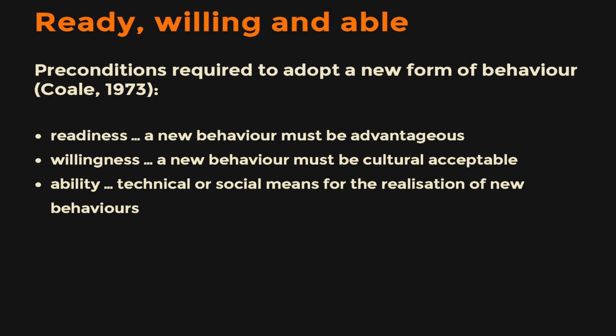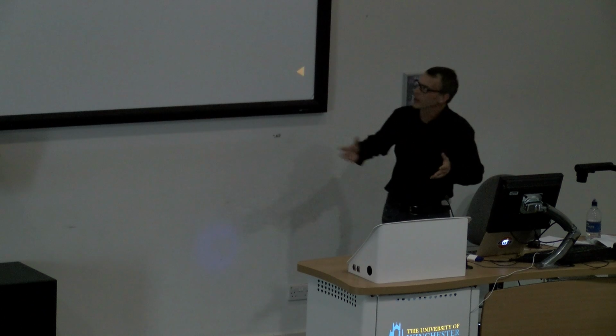To sum up my rather theoretical part, I will use a concept from social scientists to make clear what is actually needed for scientists to engage with the public. Here are some preconditions required to adopt a new form of behavior. It's not enough to have the ability to communicate data to the public. You must also be ready and willing to do so. Readiness means a new behavior must be advantageous. Willingness means a new behavior must be culturally acceptable. And ability means the technical and social means for the realization.